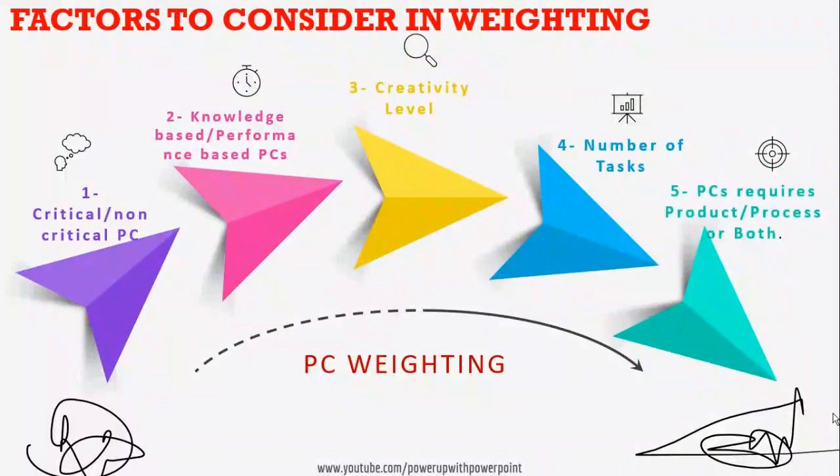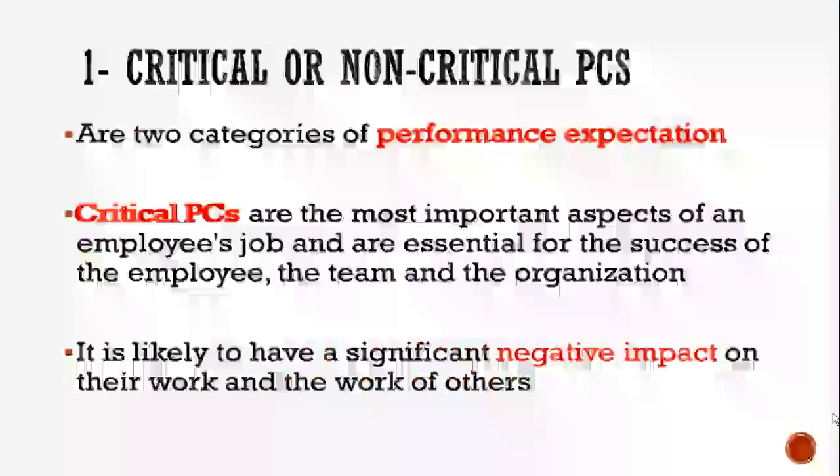And the last bit is there are PCs that will require product formation, or they address processes, or there are some PCs that address processes and product at the same time. So basically, you're going to look at these factors and how then you are able to weigh your performance criteria based on all these factors. And you're going to look at each one of them and see how we're able to populate the performance criteria weighting tool. So for that practical, we are going to use critical aspects and the number of tasks. So we're going to use 1 and 4.